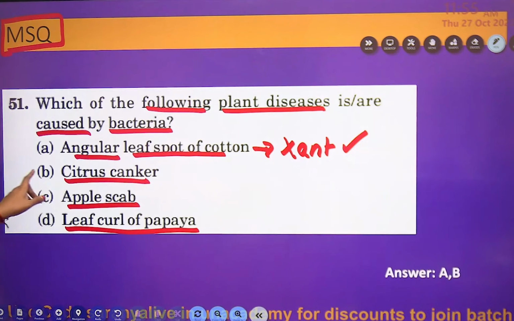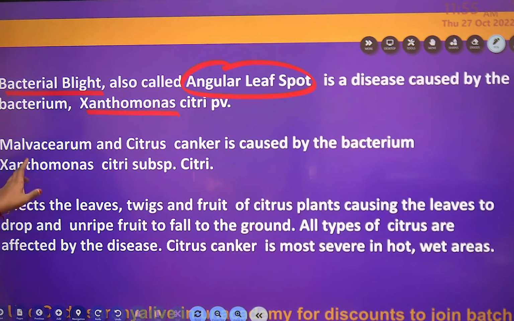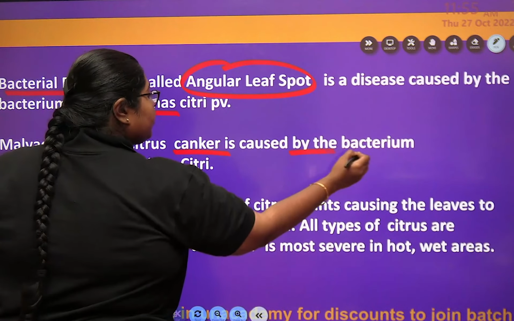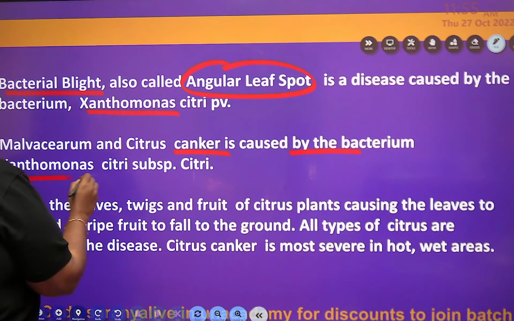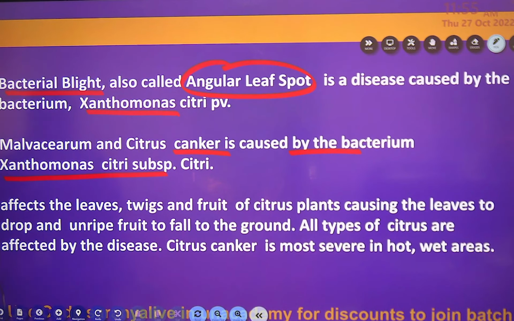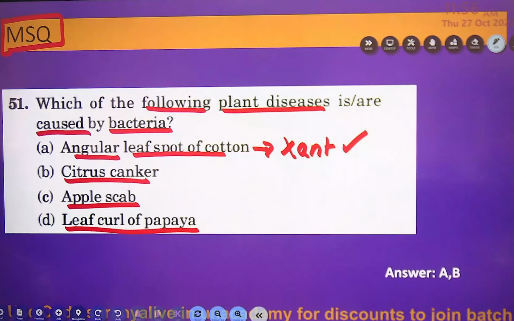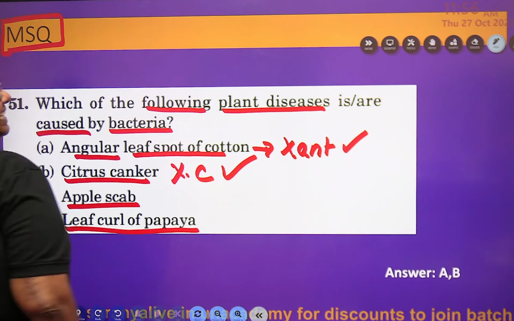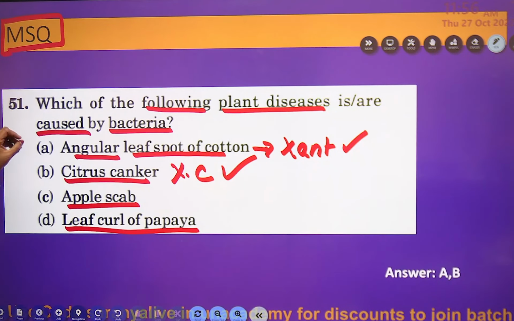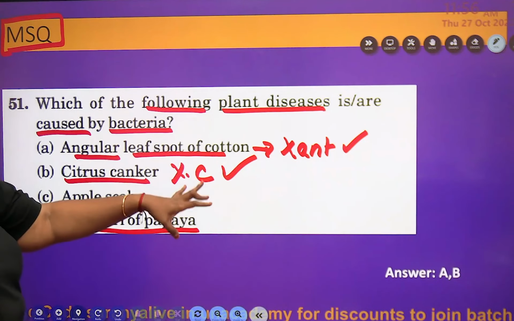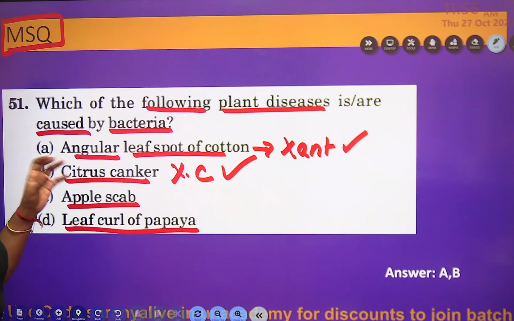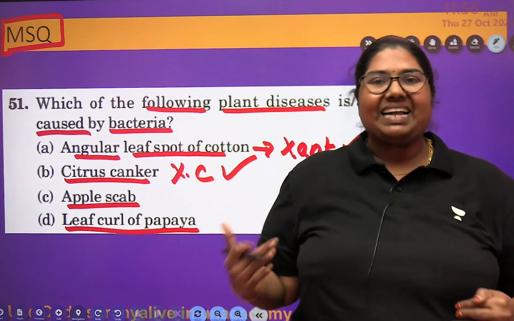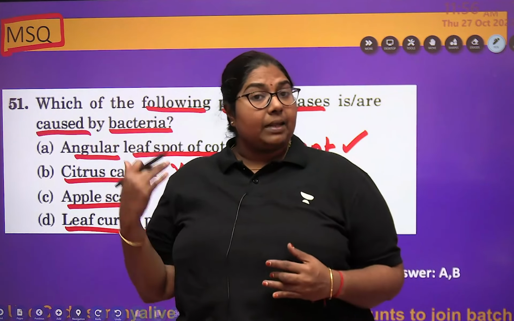The second option is citrus canker. Let us see what is related to citrus canker. This citrus canker is also caused by the bacterium Xanthomonas citri. So this is also a bacterial disease. So not only angular leaf spot of cotton, but citrus canker is also a disease caused by bacteria.